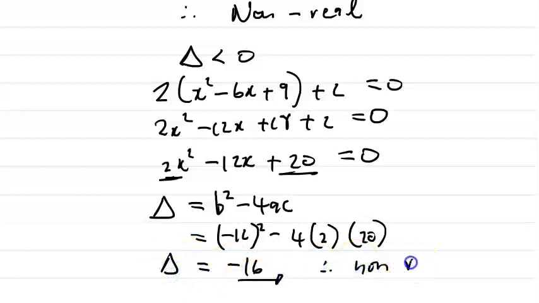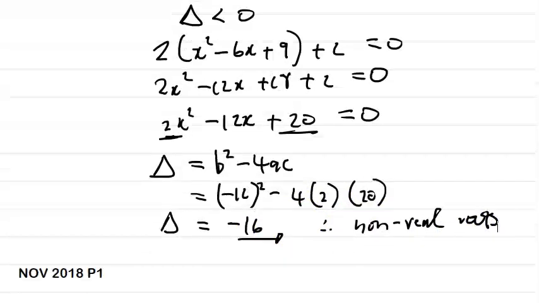Therefore non-real roots, because your discriminant is less than 0. Right, so that's the alternative approach that you could have had to this particular question. Let's look at the next question.